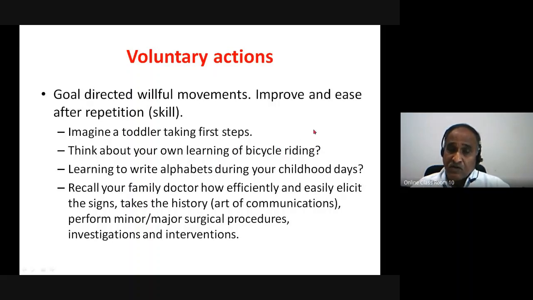You have a two-wheeler. On these two wheels you have to balance, you have to hold the handle and then pedal, and so many things. You may not look in front or focus in front; you are trying to see your legs' movement and the pedal movement. So it was such a difficult task to perform. And then after a while you become very proficient in it. Learning to write alphabets, I mentioned, during your childhood days. These are all voluntary actions. They were difficult to start with.